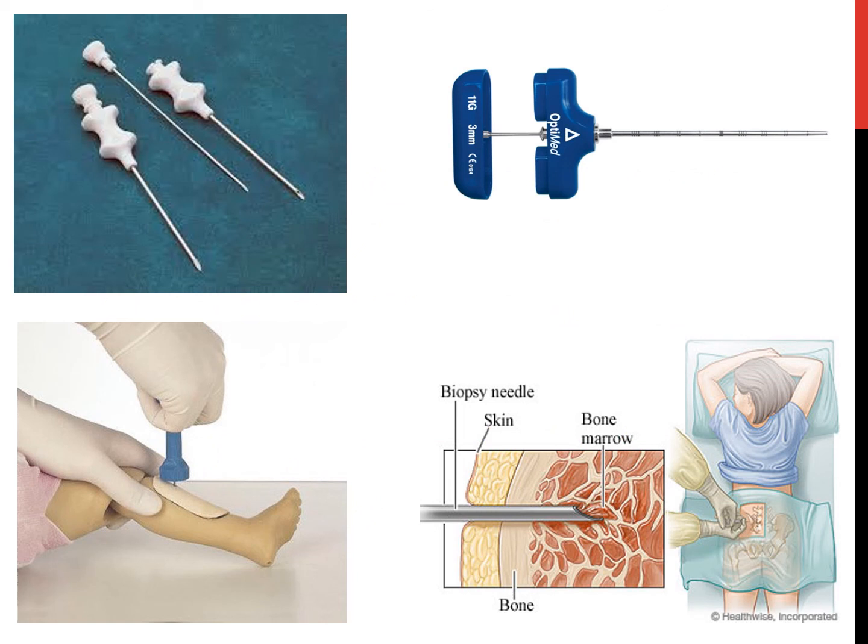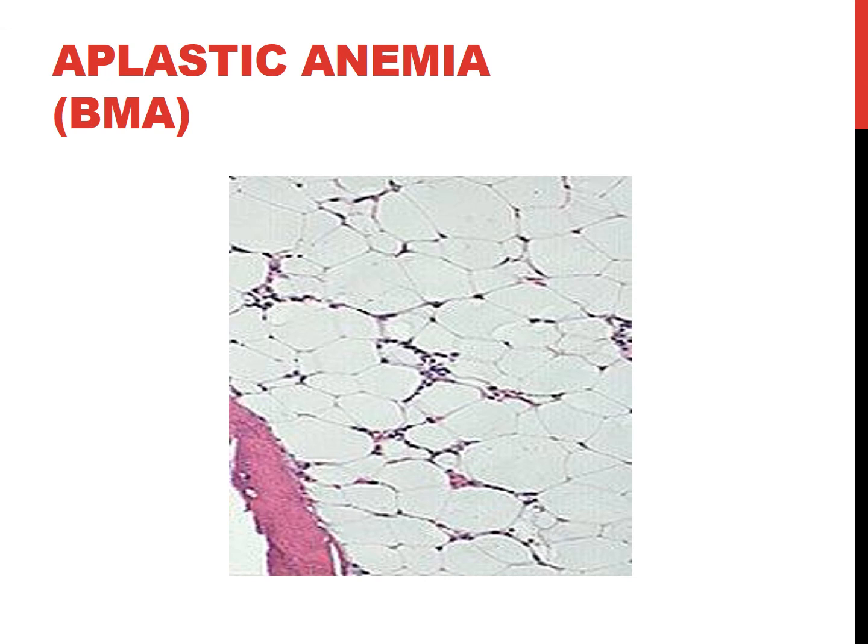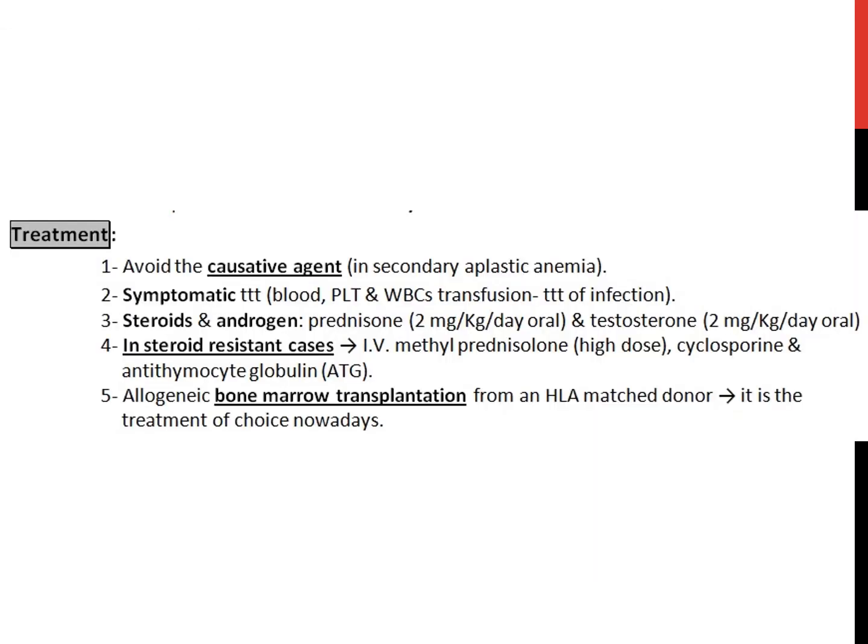And this is the needle for bone marrow aspiration. We just use a trocar cannula to go through the bone under anesthesia. And this is how we can suck blood, especially in bone marrow transplantation sessions. And this is a bone marrow biopsy showing fatty cells and necrotic cells. And lastly, we have to speak about treatment.